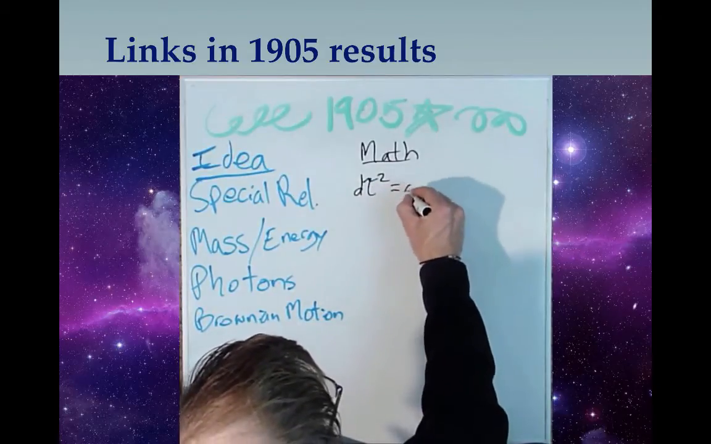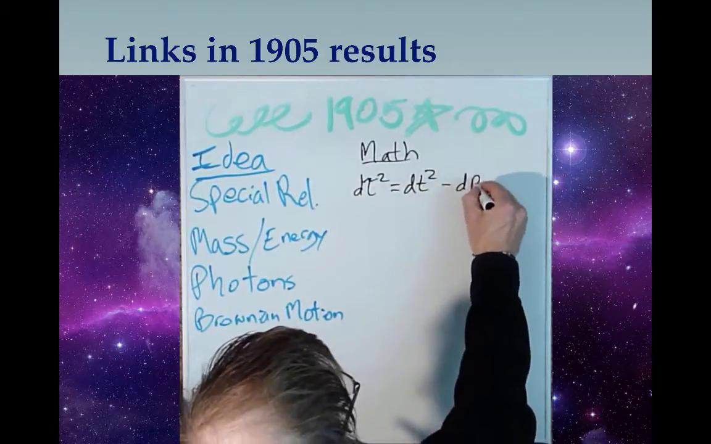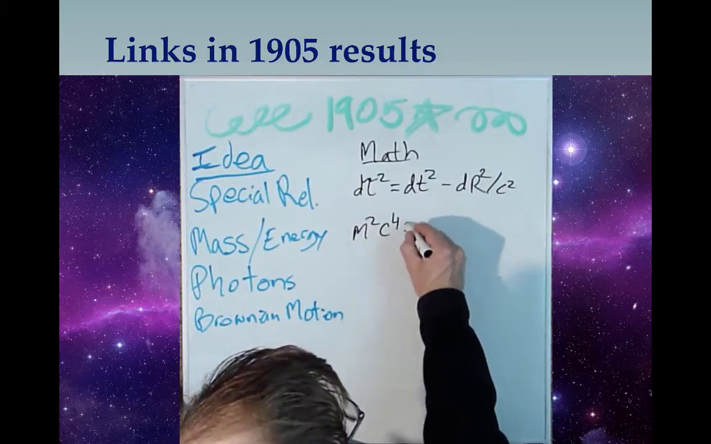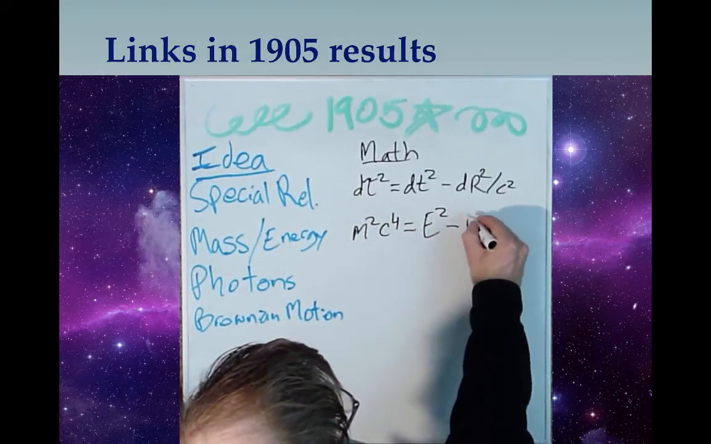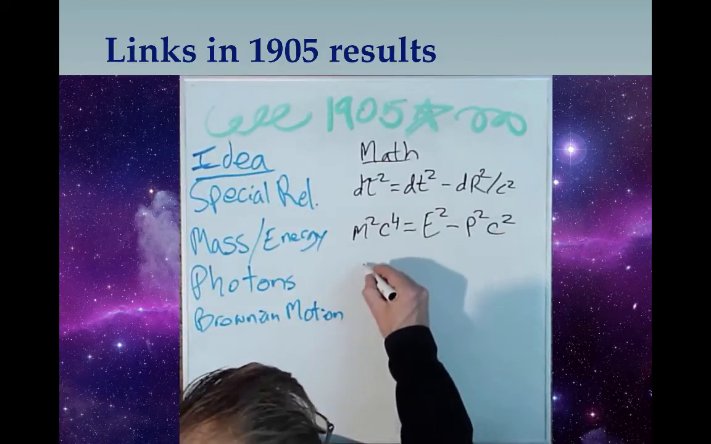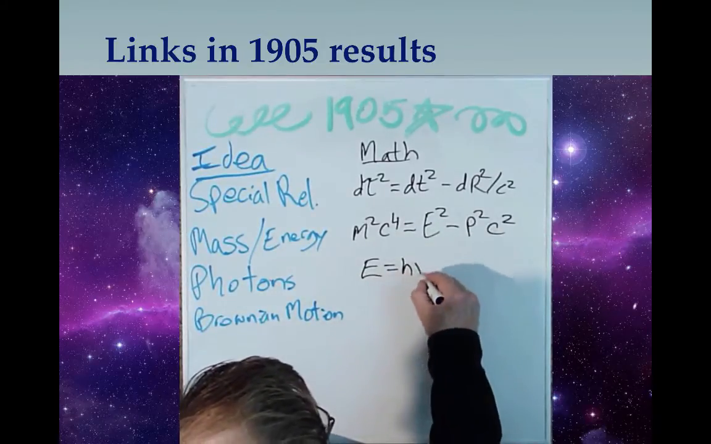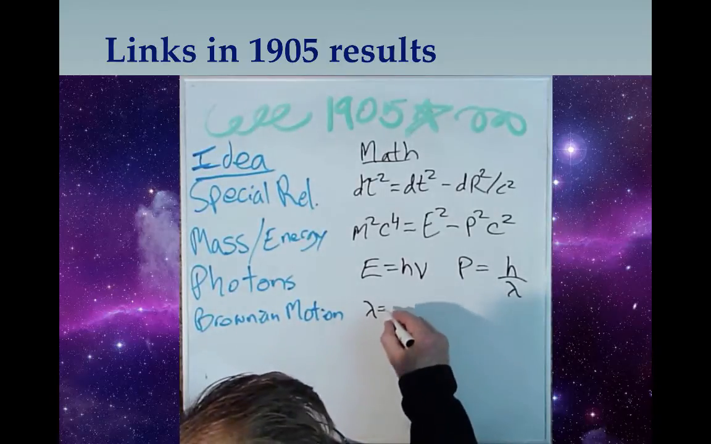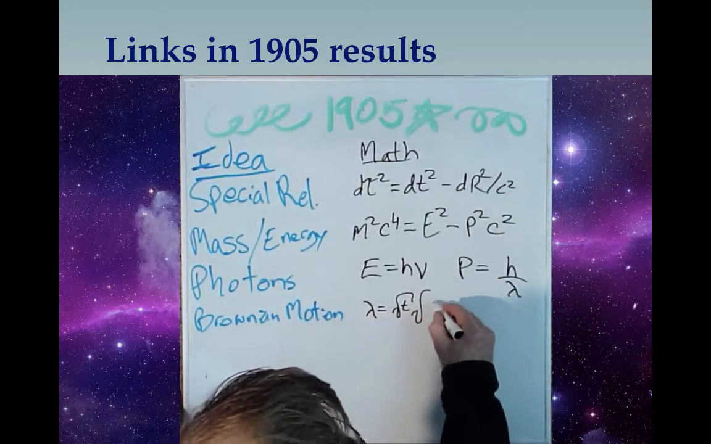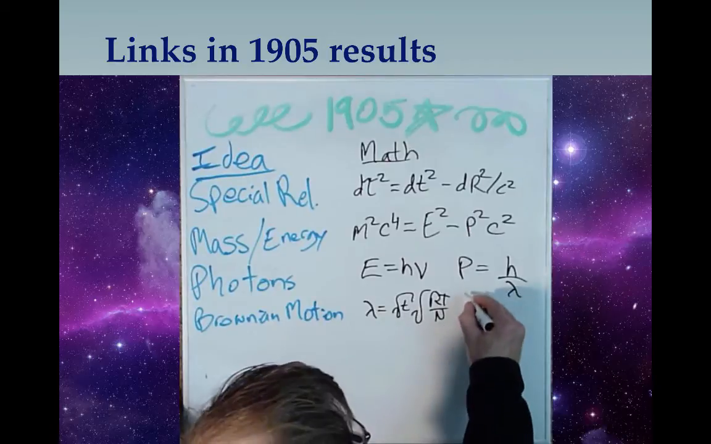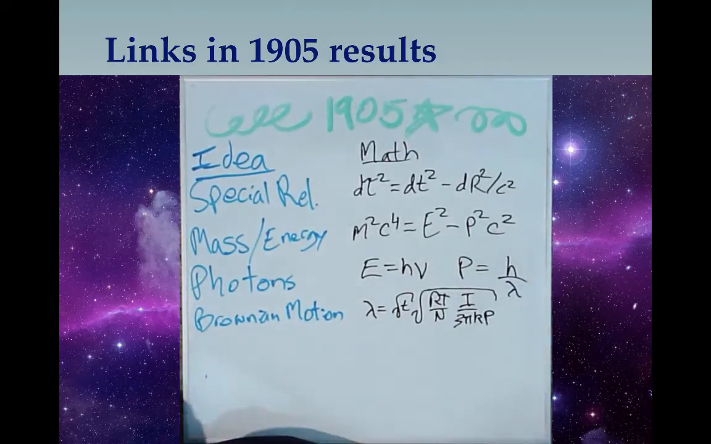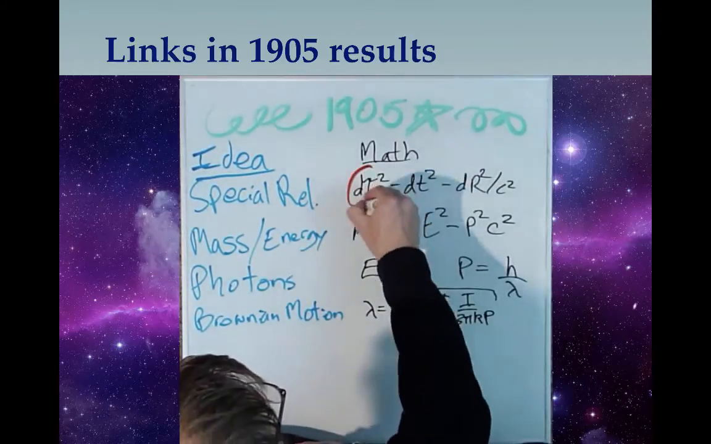So there's this thing called the interval squared, which is time squared minus space squared, and we're going to see that over and over again in this talk. So then mass energy, E equals mc squared. There's also this momentum thing, but it's a squared difference. Now, the photon hypothesis also has a momentum hypothesis going along with it. And then Brownian motion was a bit of statistical analysis where he said, it's the variation.